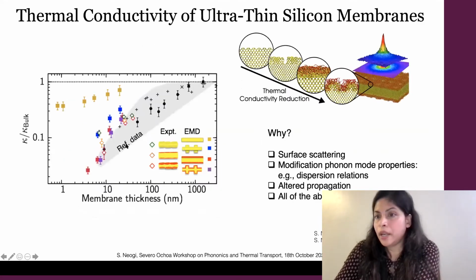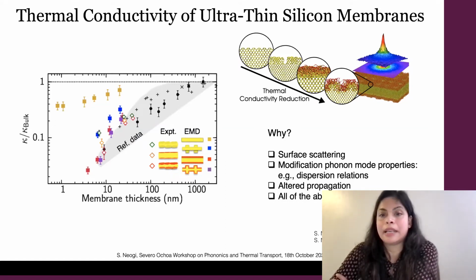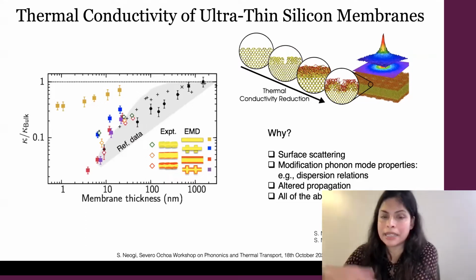So now we definitely want to understand what is happening from the phonon side, that we saw all these effects influencing the thermal conductivity. Is it only surface scattering, or is something happening inherently for the phonon modes? Is the dispersion relation changed, or the group velocities, or all of the above? What is really happening? That is where we spent time investigating, following up from this story.